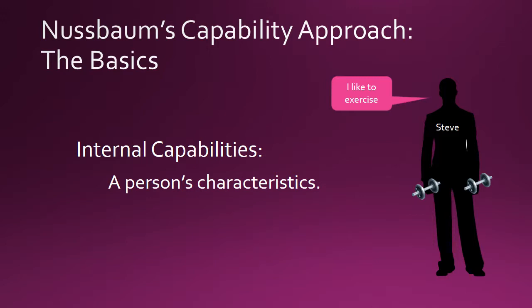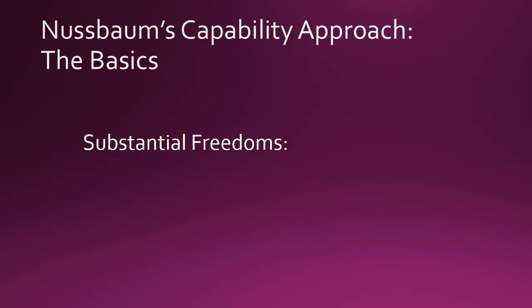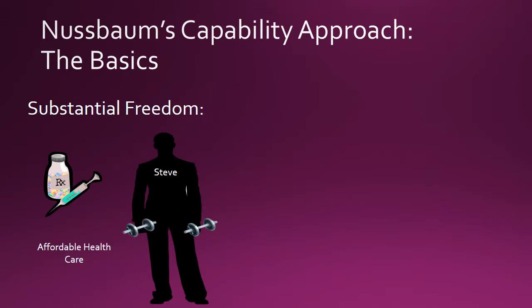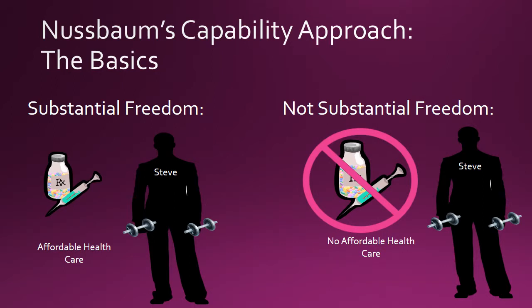On top of this, people have external opportunities, which allow for substantial freedoms. Substantial freedoms are external opportunities that are actually attainable. For example, Steve has access to good, affordable health care, which is his substantial freedom. However, suppose Steve had access to good health care, but it is not affordable. Therefore, it is an external opportunity, but not a substantial freedom, because it's not obtainable. Together, his internal capabilities and external opportunities make up his combined capability.